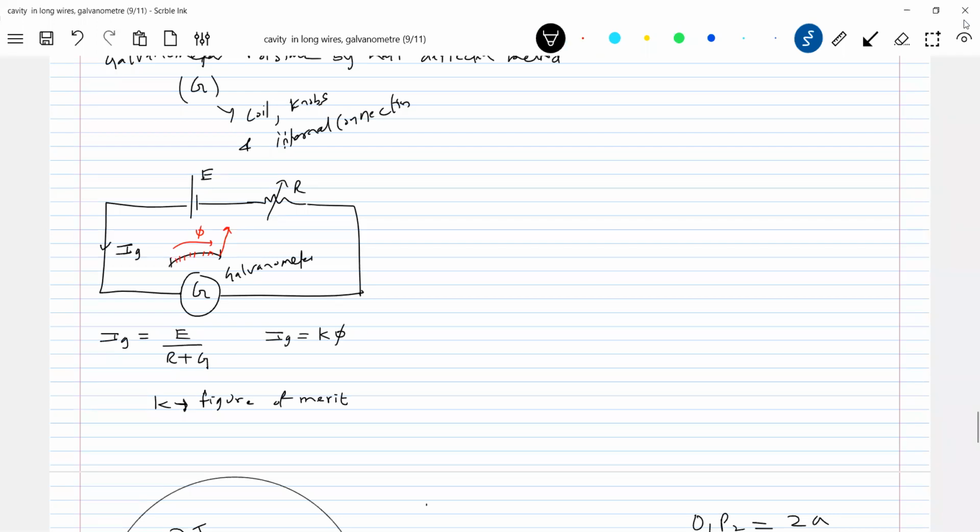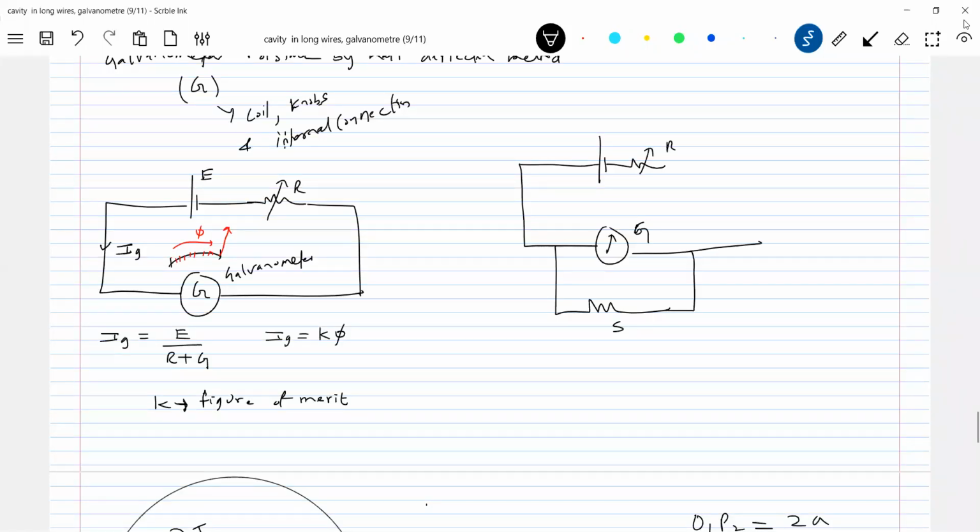Now in the circuit, what I do is I'll adjust the value of R in such a way that, and I'll connect a shunt in parallel. Now the value of S is so adjusted that the current here, let it flow I, now this will become Ig by 2. So what is the deflection now? It should become exactly half. So the pointer will be here.